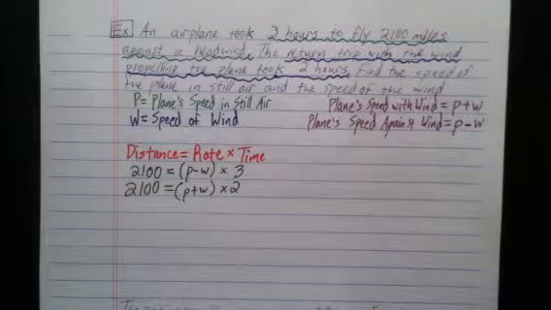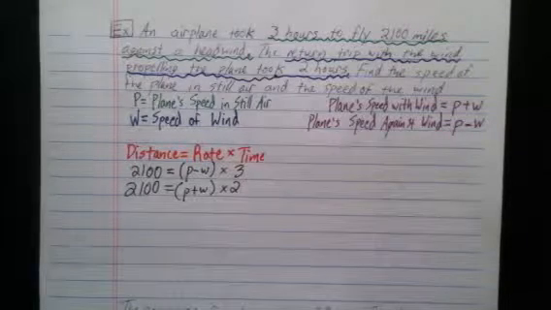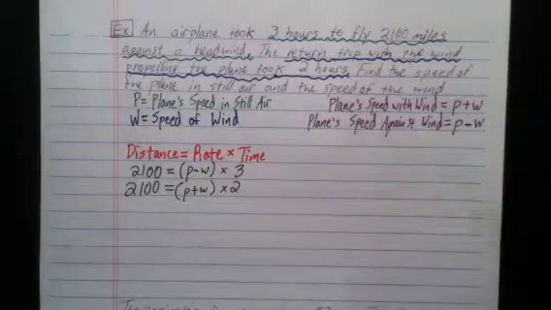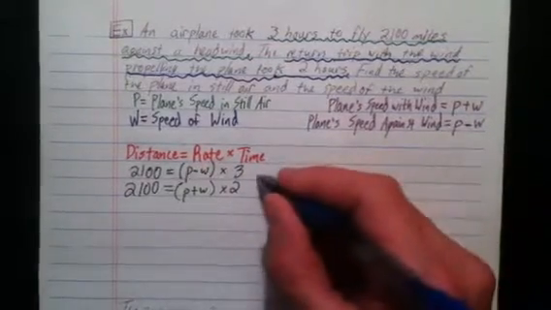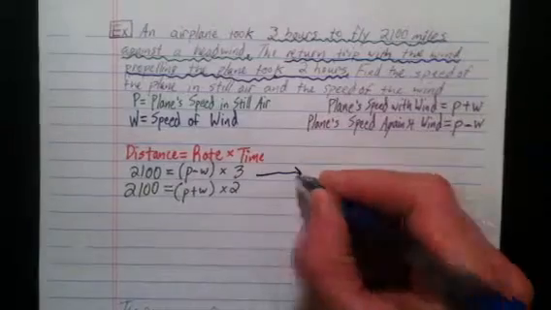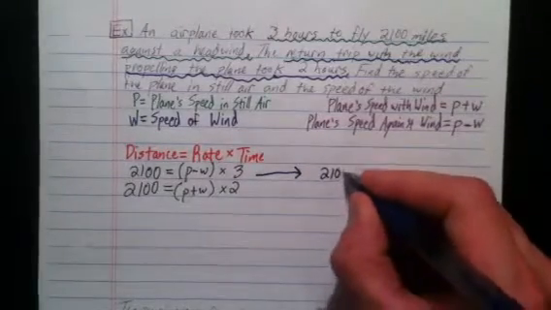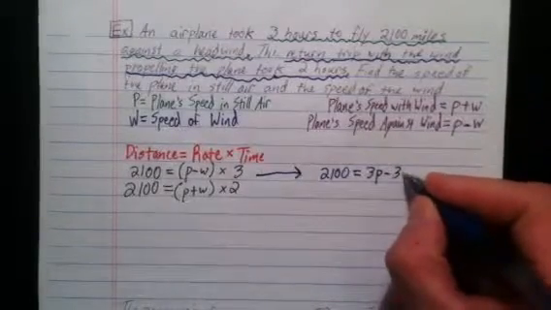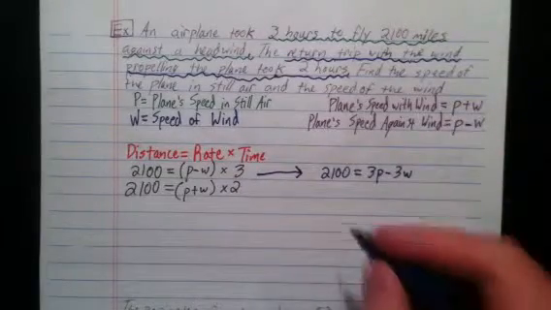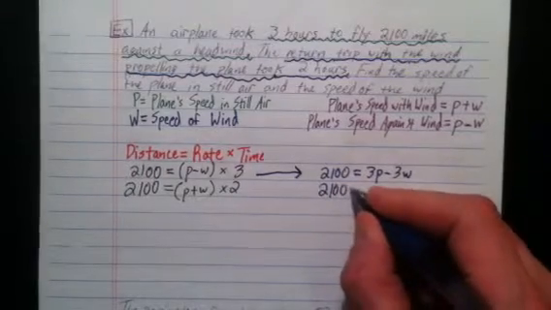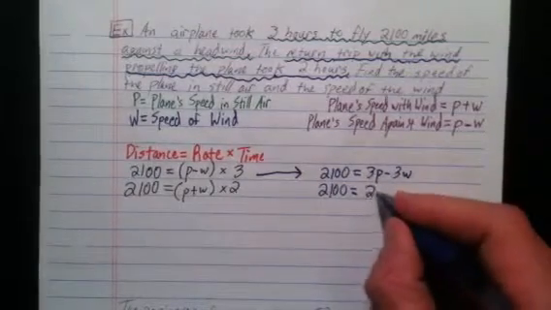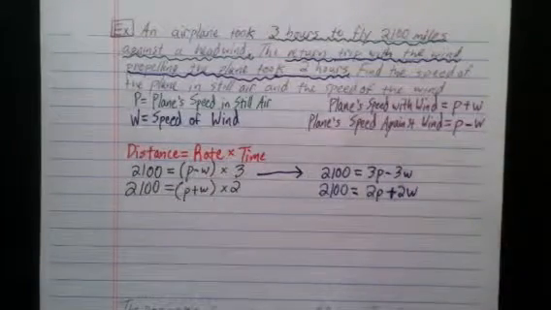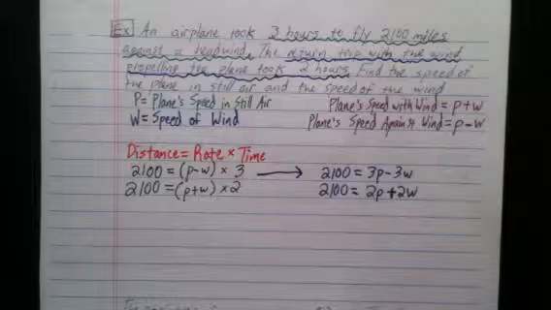Alright, so the way these 2 are looking, well, we could go ahead and multiply the 3 into this parenthesis, the 2 into that parenthesis. So we actually have an equation 2100 equals 3P minus 3W, when we distribute the 3. In our other equation, we have 2100 equals 2P plus 2W. Alright, so there's our two equations.